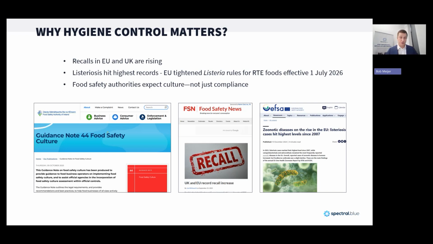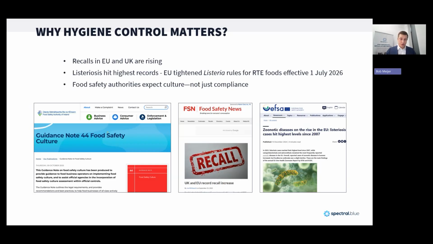So why hygiene control matters? Recalls in the EU and UK are rising and have been rising for quite a few years already now. And listeriosis hit highest records even, with the EU tightened listeria rules for ready-to-eat foods that are going to be effective the 1st of July 2026. And food safety authorities across Europe expect a culture and not just compliance.